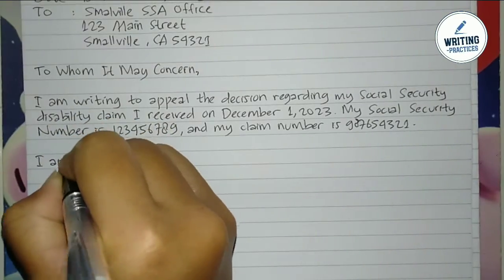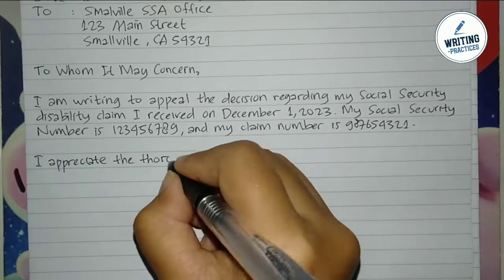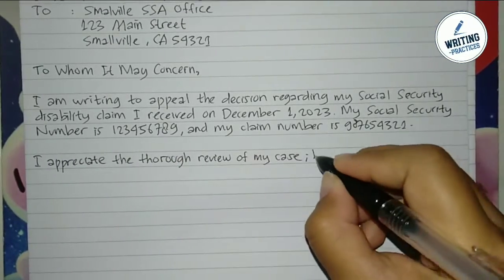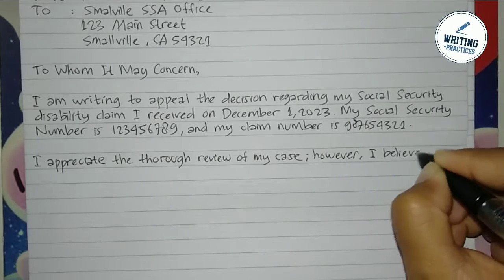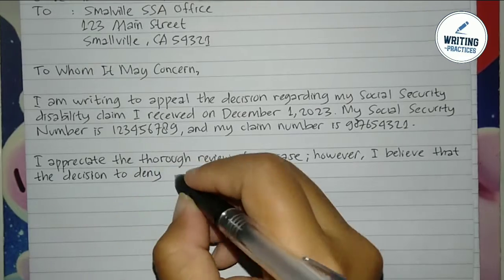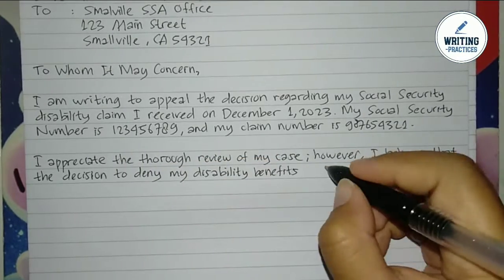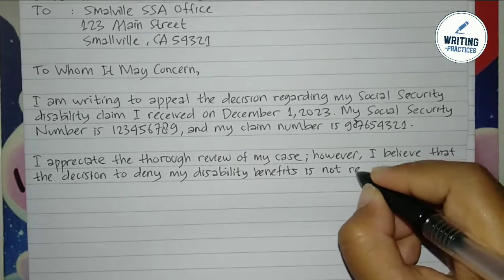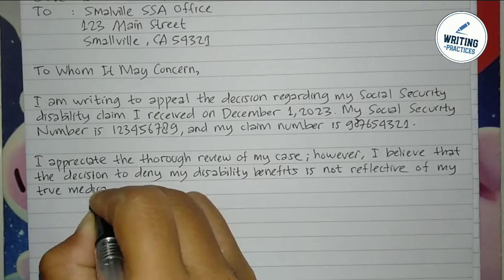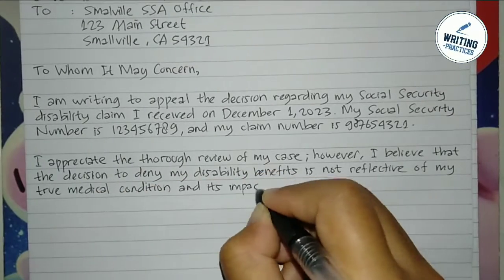In the second paragraph, this is where you write your appeal reason. Of course, you must explain that you are appealing the decision to deny your disability benefits. And briefly state the reasons for your appeal. In this example, the writer explained, "I appreciate the thorough review of my case. However, I believe that the decision to deny my disability benefits is not reflective of my true medical condition and its impact on my ability to work."